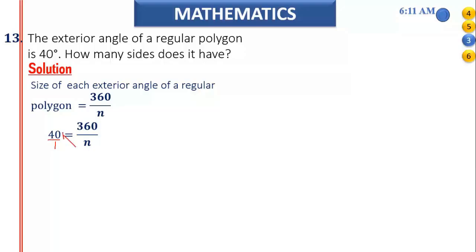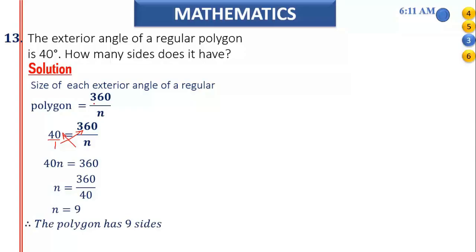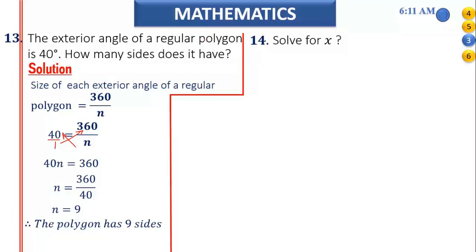So you cross multiply. That will give us 40n equals 360, and that means n equals 9. So the polygon has 9 sides. That's the number of sides in the polygon.